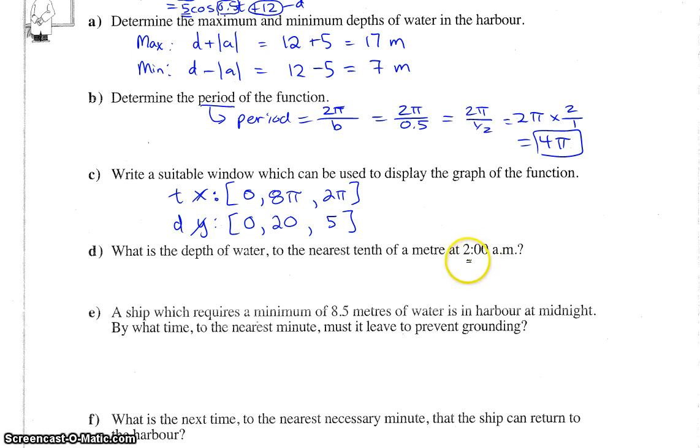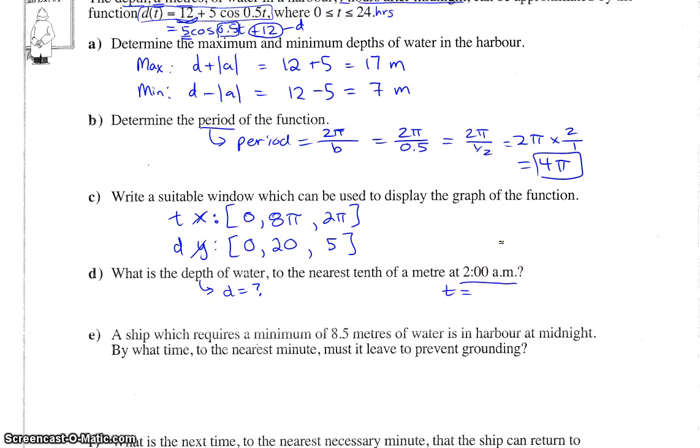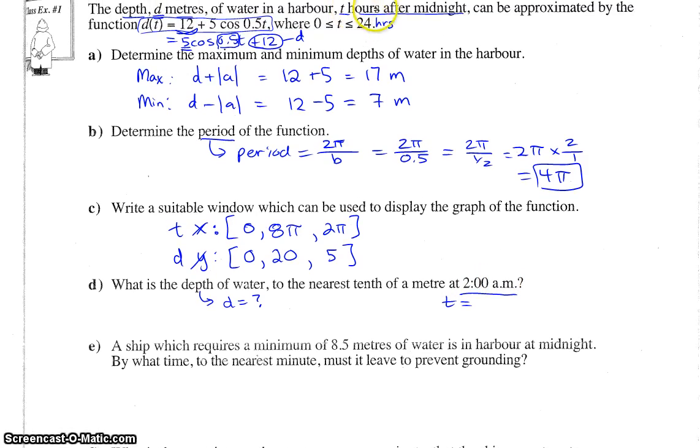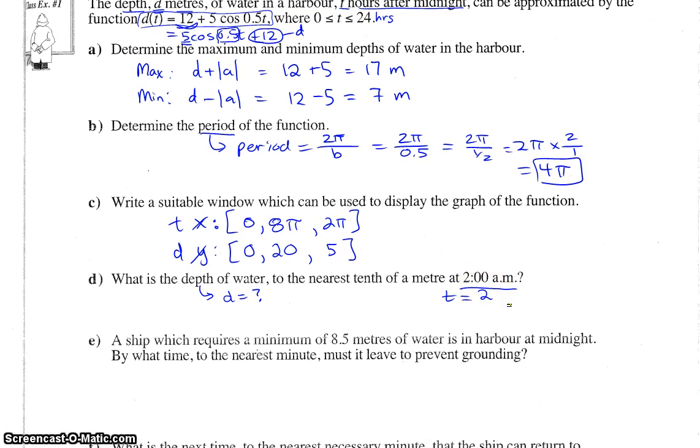So then they ask, what is the depth of the water to the nearest tenth of a meter at 2 a.m.? Okay, so what is the depth of the water? They're asking for D, which means they must be giving us T. Okay, so at 2 a.m., and now remember, T was hours after midnight. Do you remember our definition up here? Hours after midnight. So at 2 a.m., that would be 2 hours after midnight. So given T, find D, we could actually just plug that into our equation then.